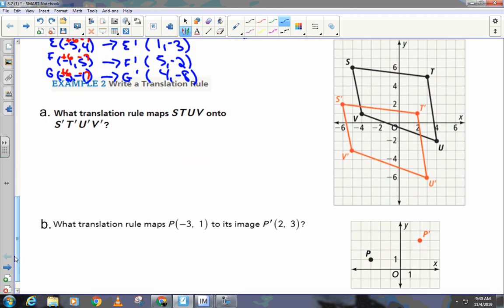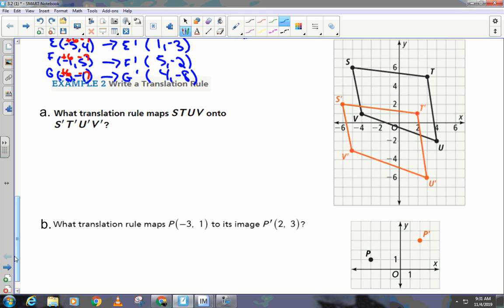Okay, you might be asked to go backwards. And if you were asked to go backwards, what's a translation rule that maps STUV onto S prime, T prime, U prime, V prime? So what you have to do is see what they did to get from S to S prime. And you have to do the same thing from T to T prime, U to U prime, and V to V prime. So you go up here to your pre-image, and to get to S prime, do I go left or right? Left 1 and down 4.